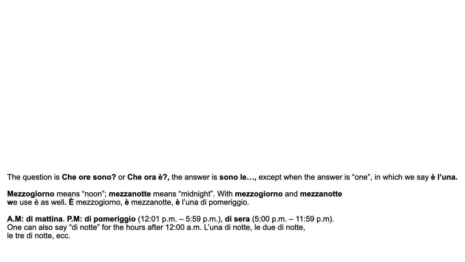In short, the question, what time is it? You can ask it in two ways. You can either say che ore sono or che ora è. And the answer, how do you answer that question? You always start with sono le, unless it's one, in which you start with è. Right? You also say è when you want to say mezzogiorno, which is noon, or mezzanotte.